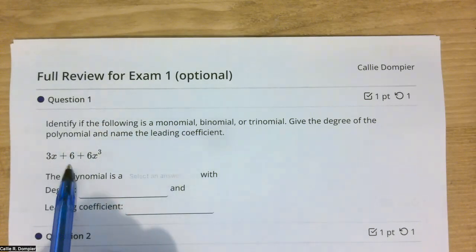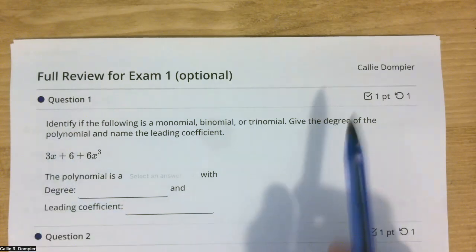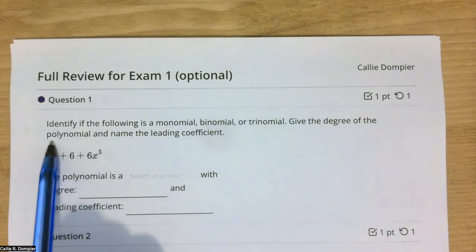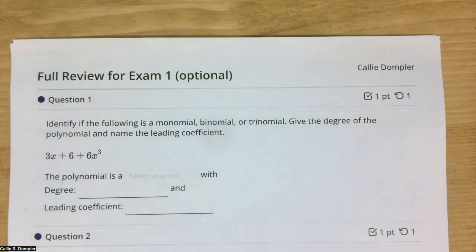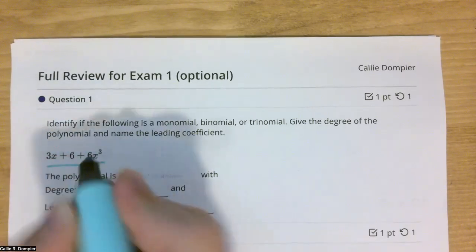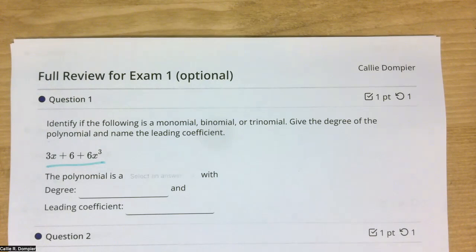These are called terms, okay? And a polynomial just means it has an amount of terms because poly just means many numbers, right? So they're asking you to identify if it is a monomial, a binomial, or a trinomial. By it, we mean this guy, 3x plus 6 plus 6x cubed. Give the degree of the polynomial and name the leading coefficient.